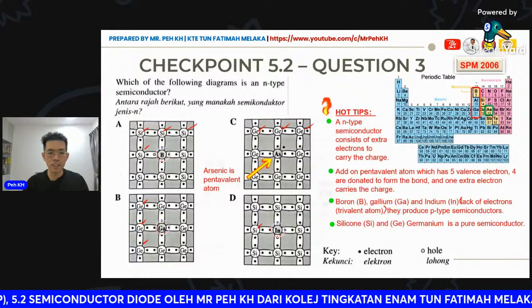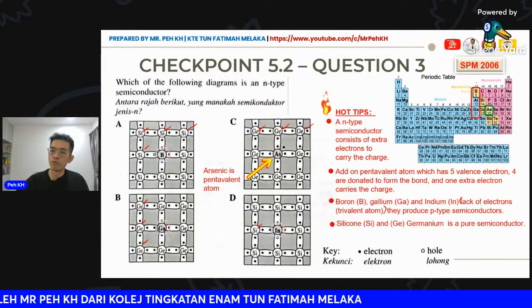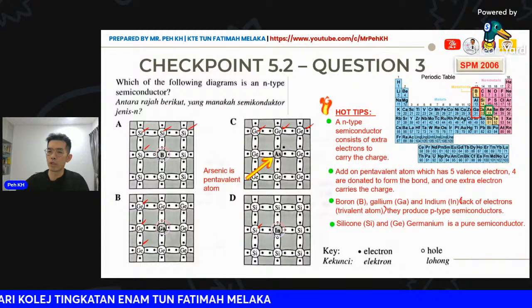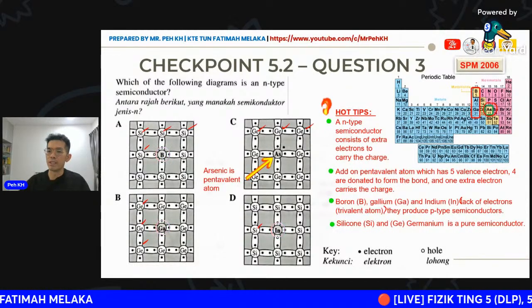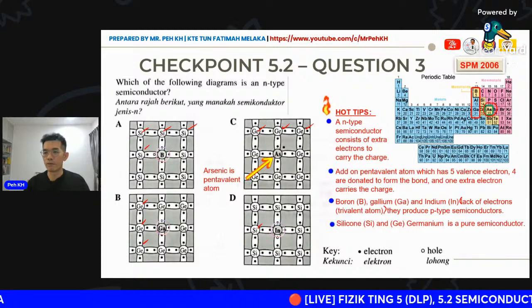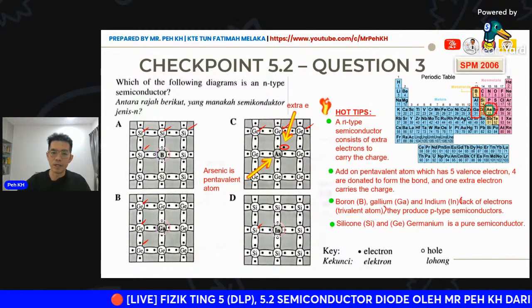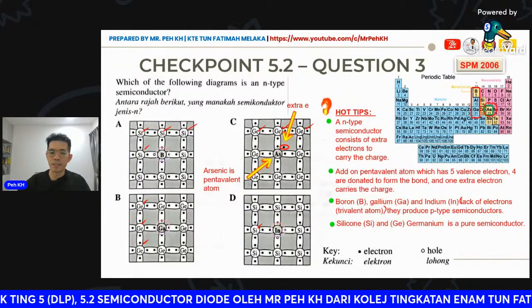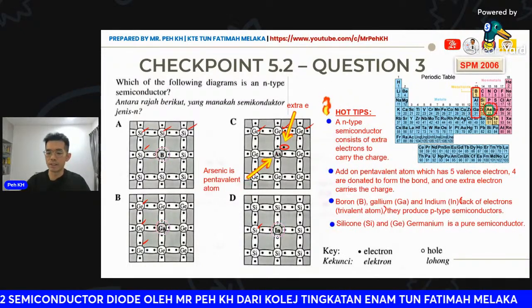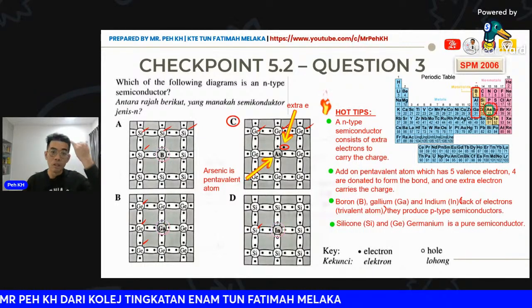Okay, so for C, As is arsenic. They are actually from group 15. Okay, so I also shaded it with the green color box already in the periodic table. Okay, so they are from group 15. And you can see there is an extra electron just beside the arsenic. Okay, so the answer here is very clear. It will be C.